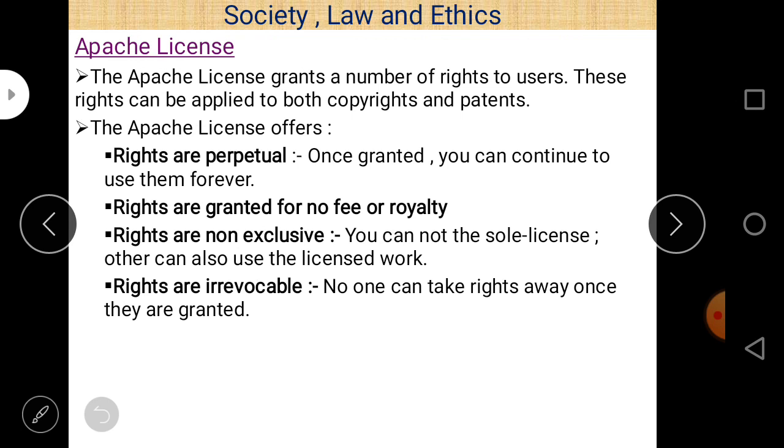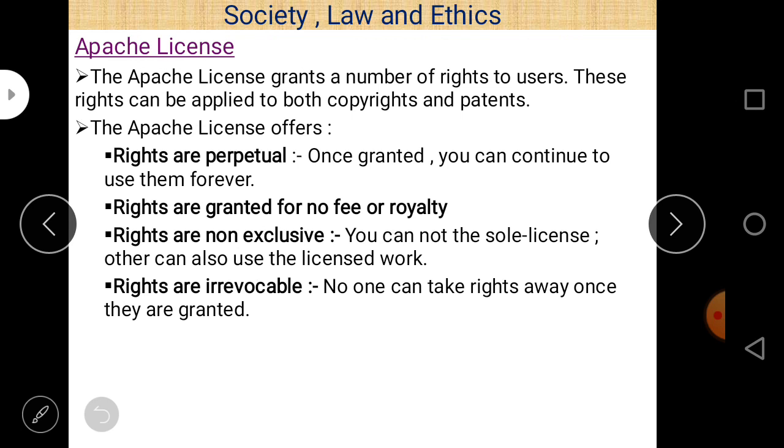Second, rights are worldwide. It means if the rights are granted in one country, then they are granted in all other countries. Next point is rights are granted for no fee or royalty. So there is no upfront usage fee, no per-use fee, or any other royalty.